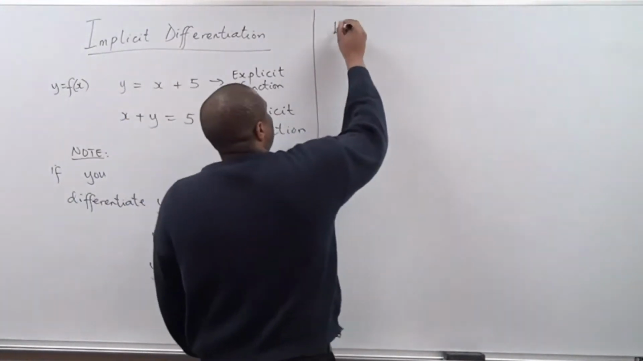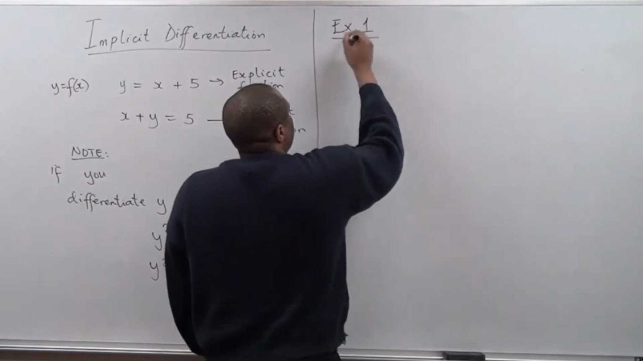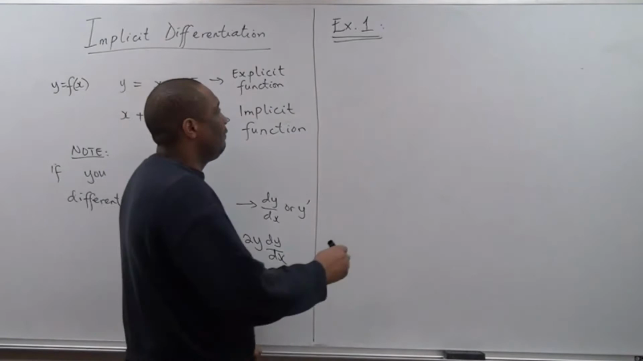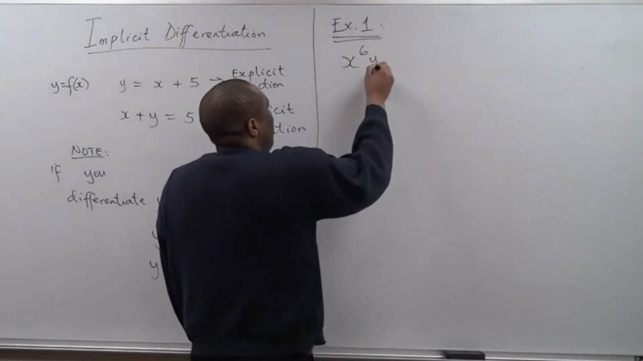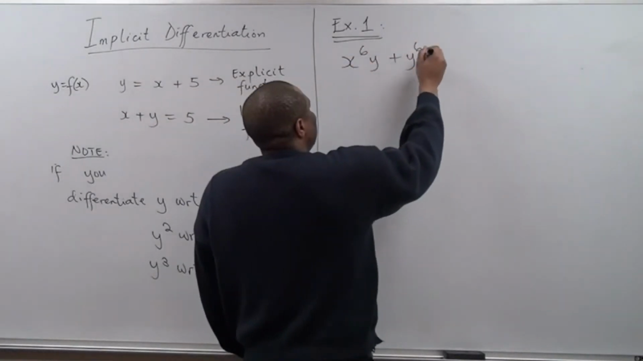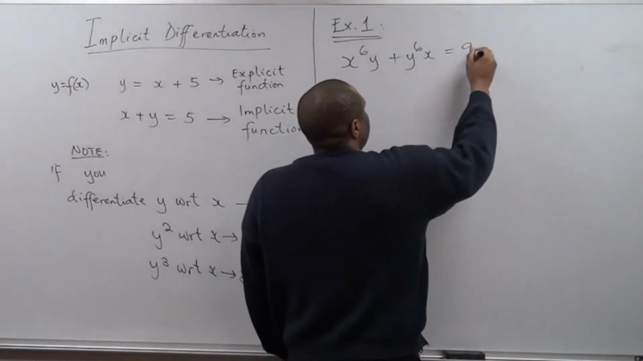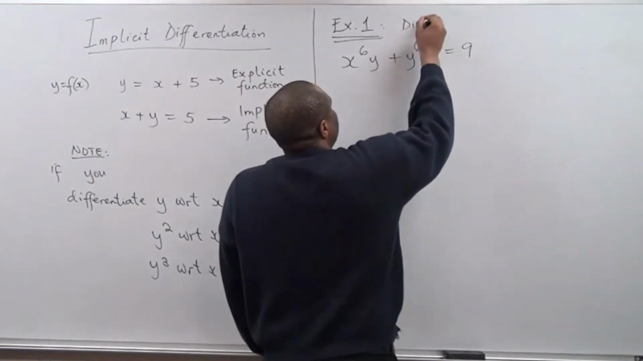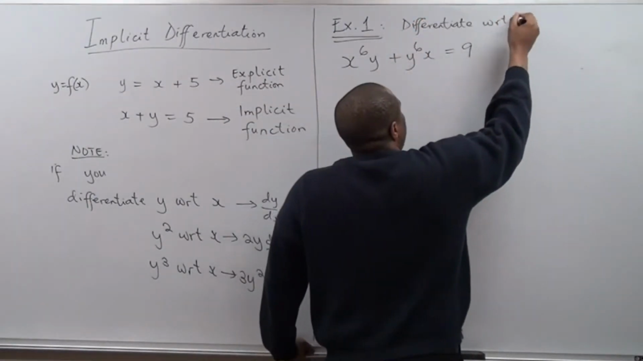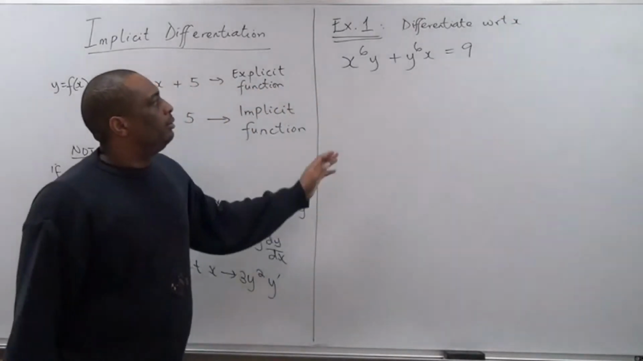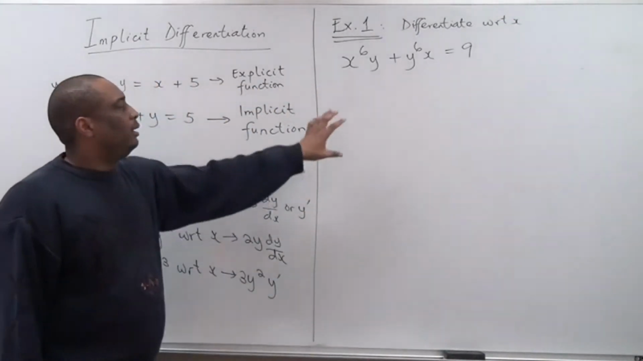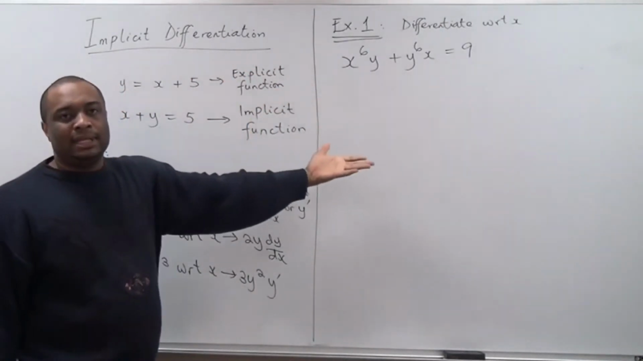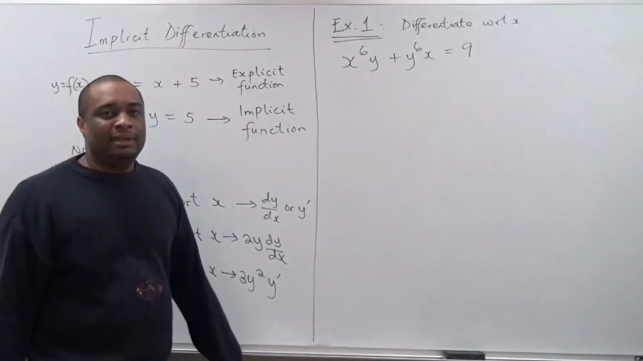Now let's look at some examples. Example 1. If you have x^6 y plus y^6 x equal to 9, it says differentiate with respect to x. This is implicit differentiation, so y is not expressed explicitly in terms of x.